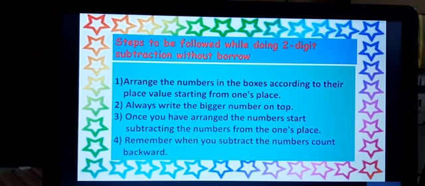Now we will go for the second point: always write the bigger number on top. In addition, whichever number we want we can write first, whereas in subtraction, the bigger number should be first and the smaller number second. For example, if you have 9 mangoes and want to share 2 mangoes with your friend, you have to write 9 minus 2.